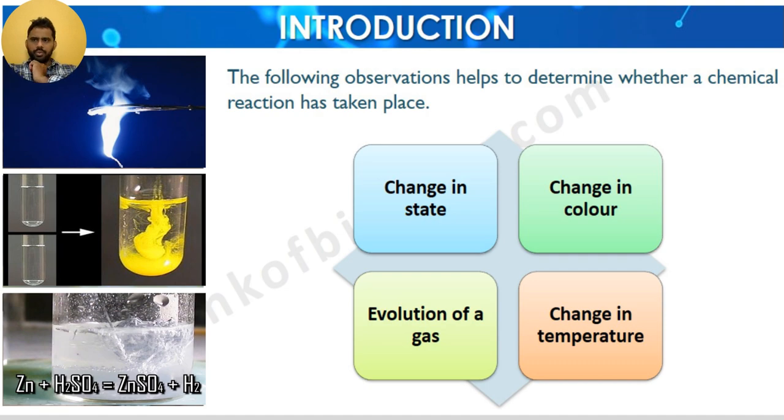So how do I know a chemical reaction has taken place? What are the four physical things that happen? First is a change in state. We will see some change in color, like in the second reaction. We will see an evolution of gas, like the hydrogen gas that was evolved in the third reaction. We will see a change in temperature. Because the beaker became hot, we can say that a change in temperature has happened. Heat has been evolved. Such reactions are called exothermic reactions.